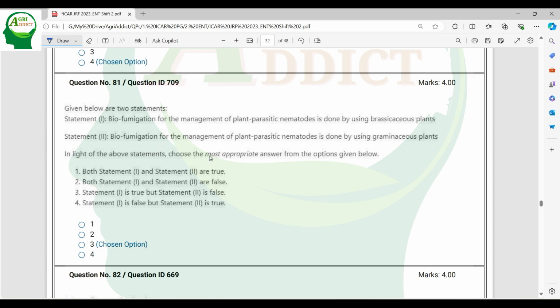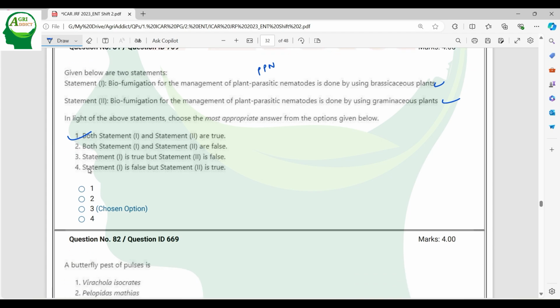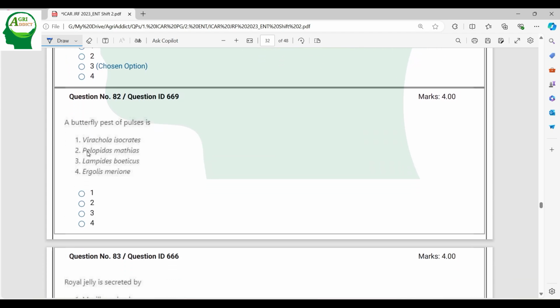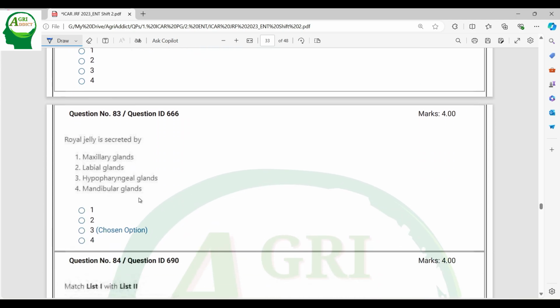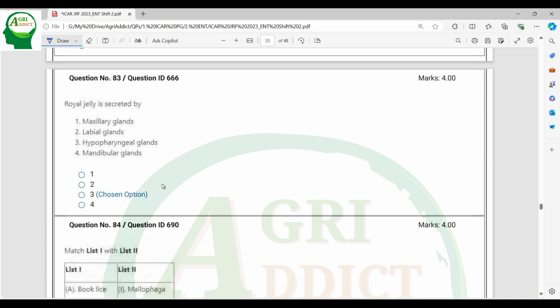Statement 1 is, biofumigation for the management of plant parasitic nematodes is done by using Brassicaceae plants. Yes, biofumigation can be done by Brassicaceae plants, and also by gramineous plants. So both are correct here. Biofumigation can be done by both for controlling these PPNs. A butterfly pest of pulse, only one is there, that is Lampides boeticus, the blue butterfly. It is an important butterfly pest of pulses, you can say.